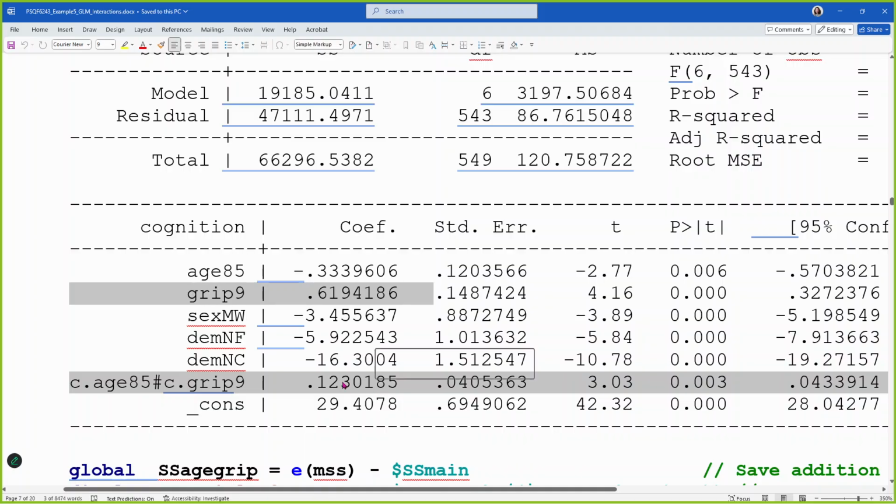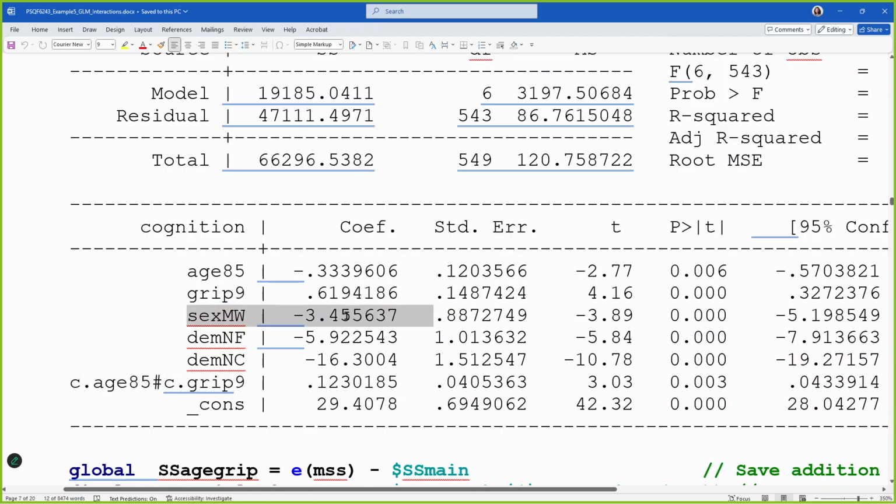Conditional, same reason. How about gender? Yeah, marginal, marginal, marginal. You only see them once. That means this is the gender difference in cognition, period. It's after controlling for age and grip, but it's not specific to anybody. These are how bad dementia is for you, period.